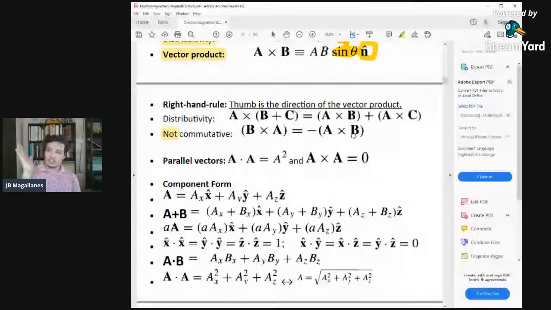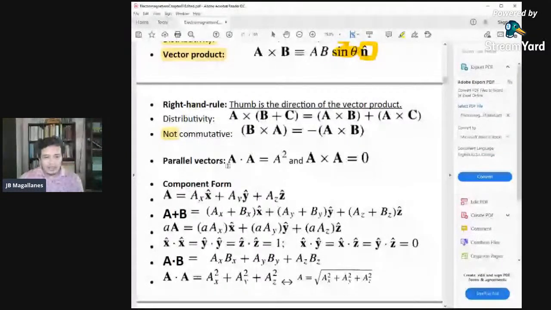If your A is here and you cross with B, the direction would be here. But if it is now B cross A, the direction would be here. So they have to be opposite in direction. So this is negative.